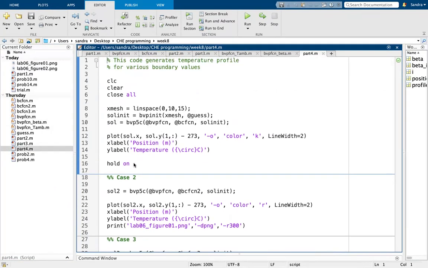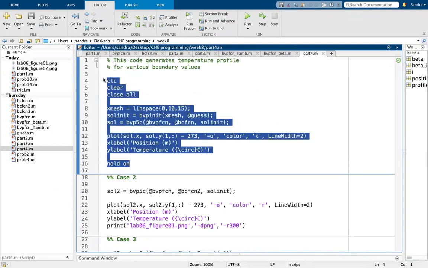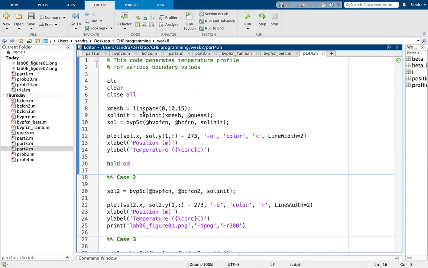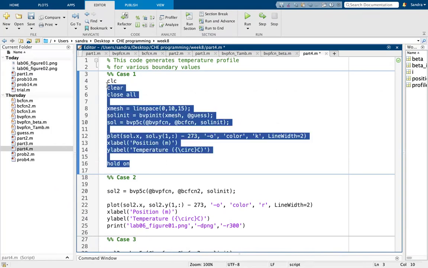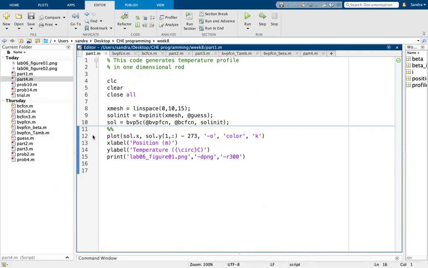So everything remains the same. This part remains the same. What is this? This is case one. Basically, the question we were solving, the first part of the question. This code is the same as this. This code is the same.